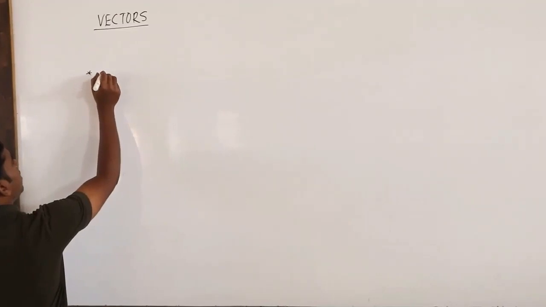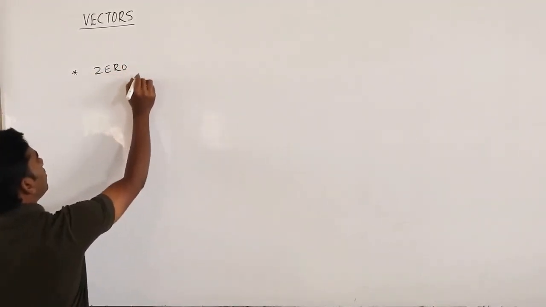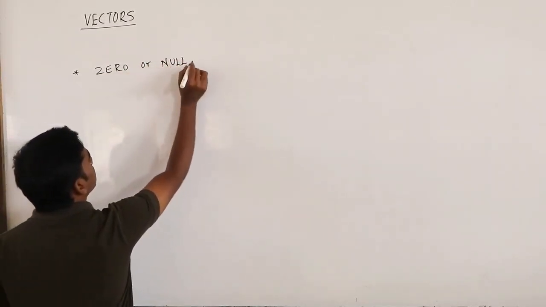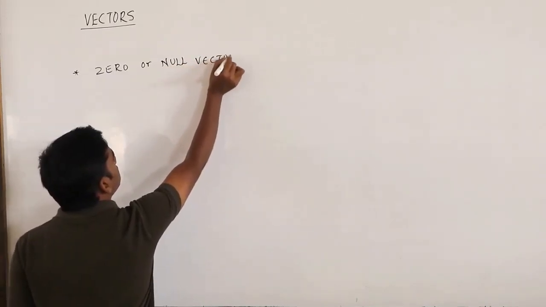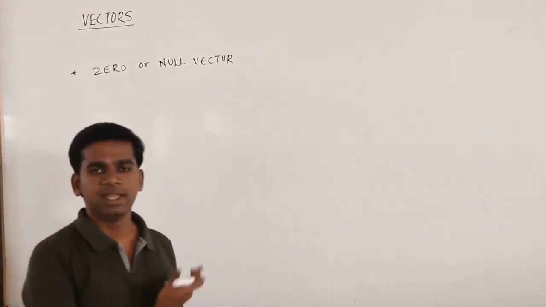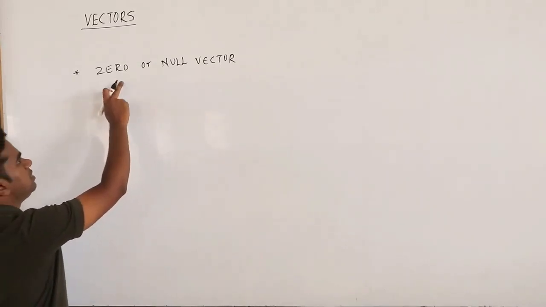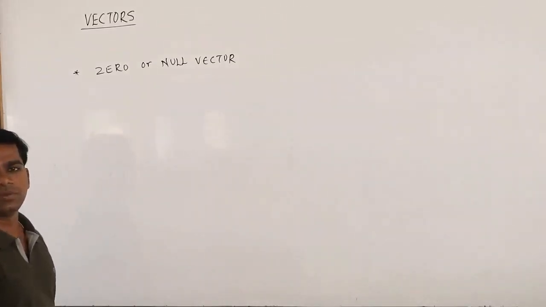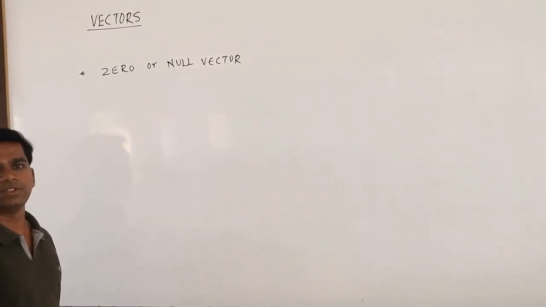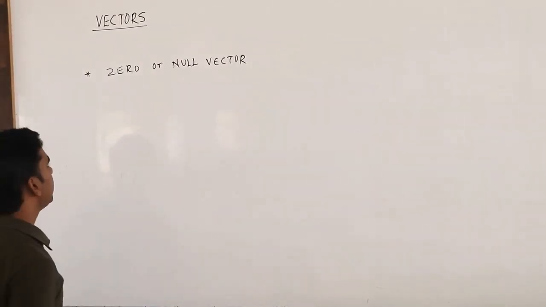One more important type: zero vector or null vector. So what do you mean by zero or null vector? As its name says, zero or null means nothing. So zero means its magnitude is zero. You may ask, then where is the vector? Sometimes it will come into action, and when we take an example, you will understand.